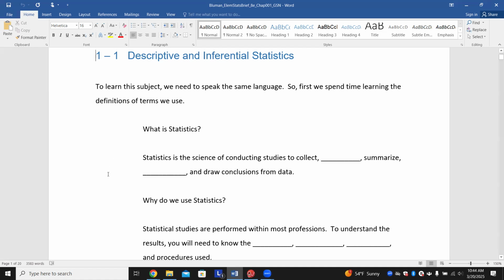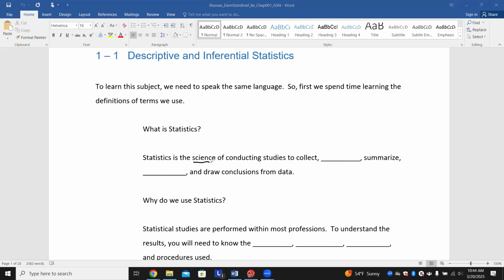All right, in chapter one, we're going to be talking about the nature of probability and statistics. And in 1.1, we first start talking about the difference between descriptive and inferential statistics. To learn this subject, we need to speak the same language. So we first spend time learning the definitions of terms we use, and that's what this main chapter is. The very first question here is, what is statistics? Statistics is the science. A couple of things to highlight here.